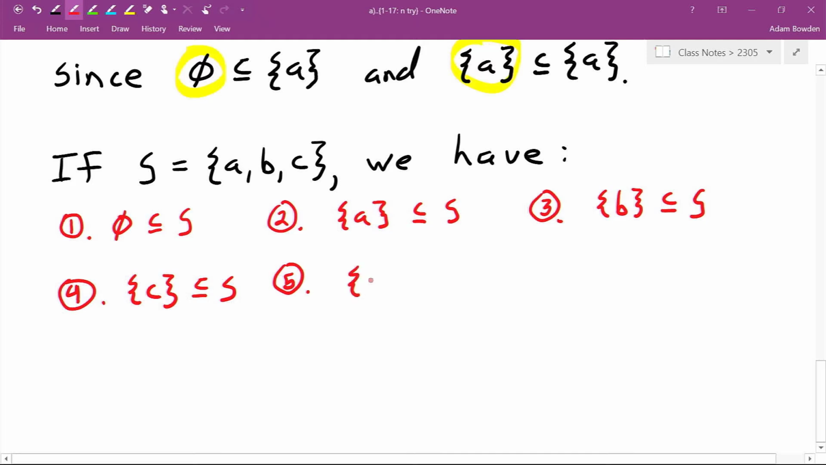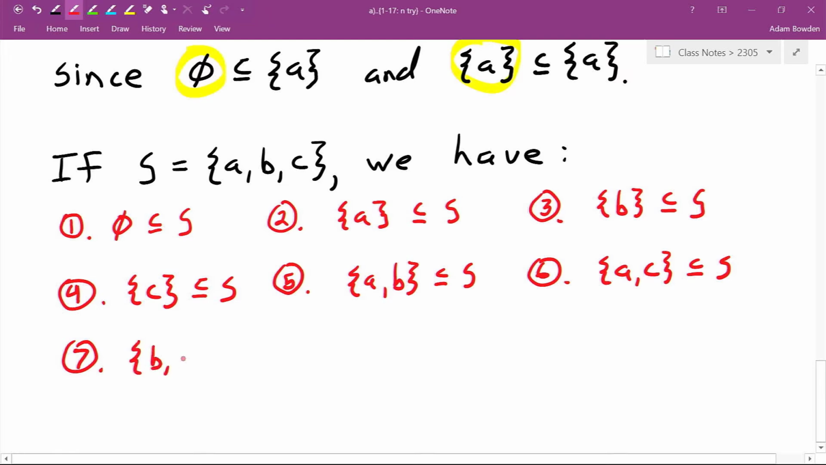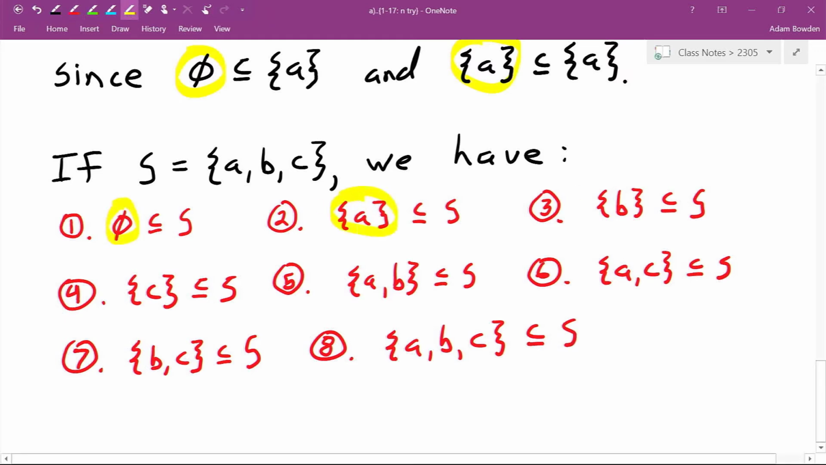Or I have another one here. The set containing A and B is a subset of S. Another one would be the set containing A and C. That's contained within S, and so it's a subset of S. And then, we know that the set containing B and C, putting those two together inside a set, would also make it a subset, since it's completely contained within S. And then finally, the set itself containing A, B, and C is a subset of S. So we have in total 1, 2, 3, 4, 5, 6, 7, and 8 different ways of putting together subsets for our set S.